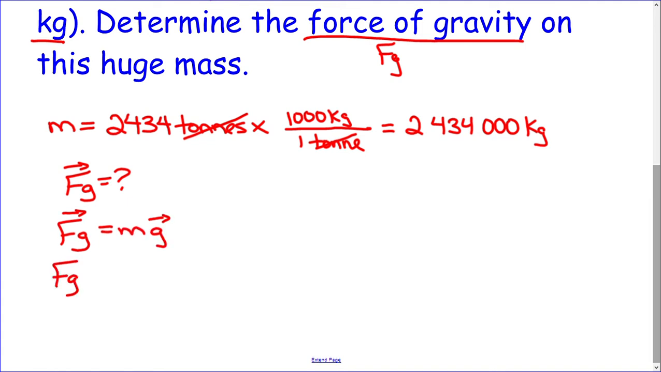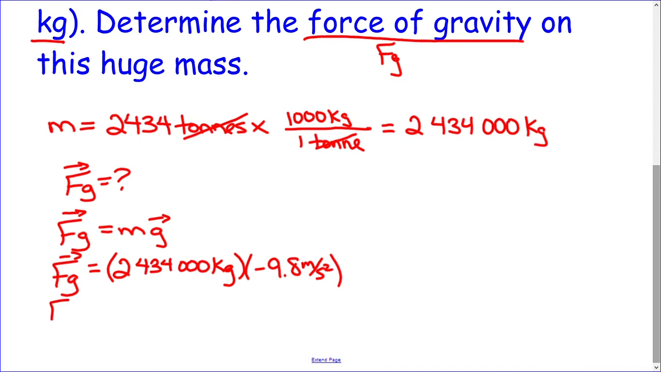So force of gravity is equal to my mass value, which is 2,434,000 kilograms. And then I have this gravitational value pulling downward, or pulling toward the Earth, at 9.8 meters per second squared. And so my force of gravity in this case is going to work out to be 23,853,200.